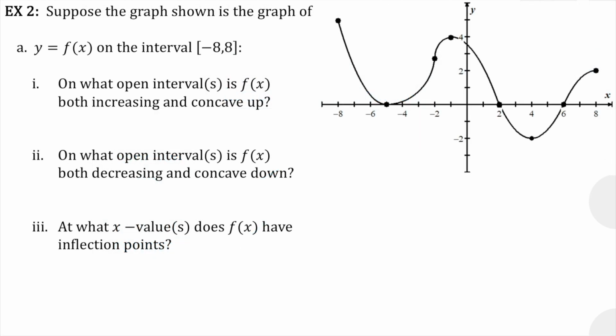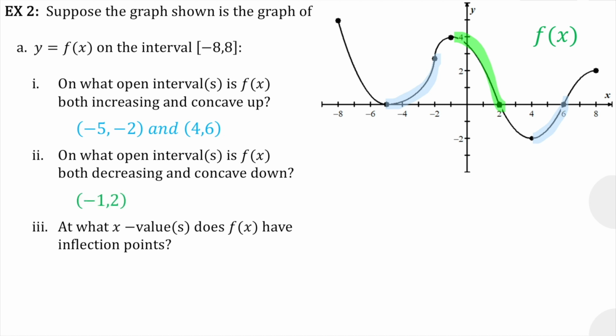This graph that you see at the right, we're going to analyze it a couple different times from a couple different perspectives. So first, it says y equals f of x on the interval -8 to 8. So this is just the graph of a regular function. On what open intervals is f of x both increasing and concave up? That would be between -5 and -2, and then between 4 and 6. On what open intervals is f of x both decreasing and concave down? All right, that would be between -1 and 2.